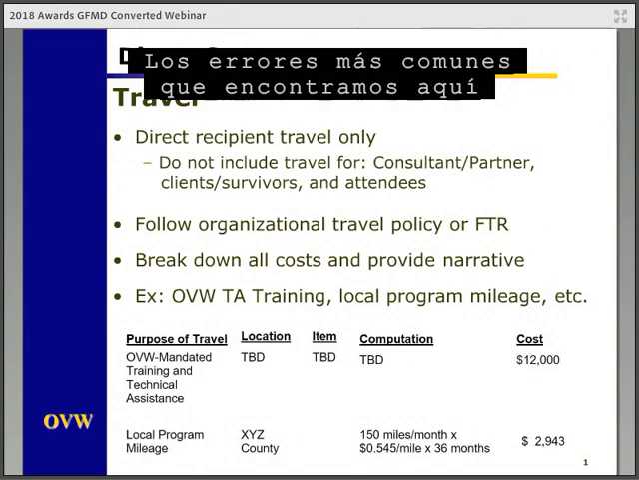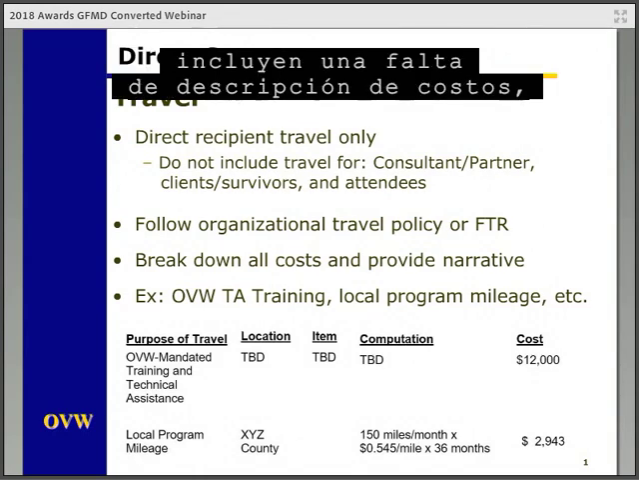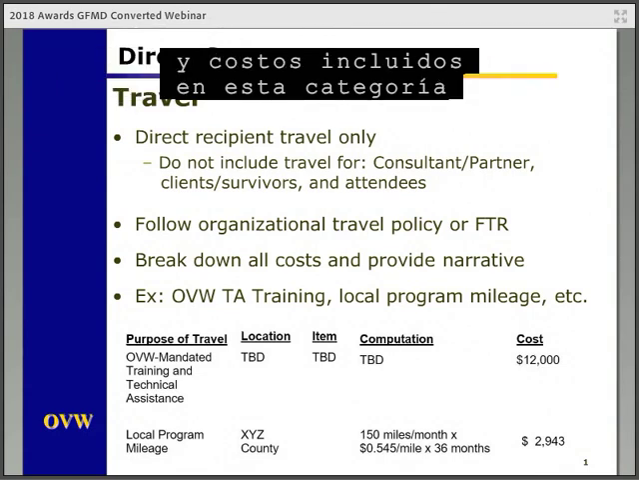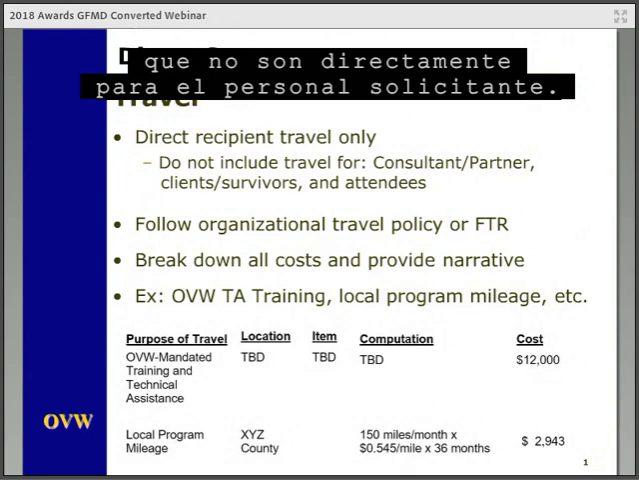The most common mistakes we find here are a lack of breakdown of costs, missing narrative descriptions, calculation errors, and costs included in this category that are not for direct applicant staff.